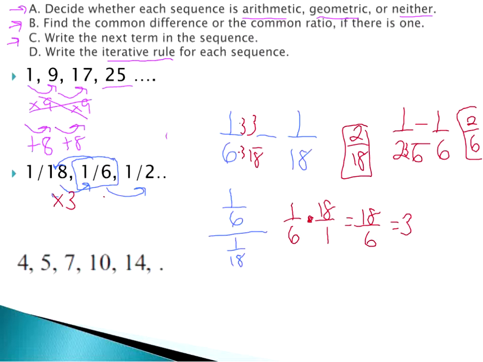Let's try from 1/6 to 1/2. Let's see if they also multiplied by 3. So I'm going to do my 1/2 divided by 1/6, which really means multiply by the reciprocal, and I get 6 over 2, which is 3. Oh, I found one. Thank goodness I found one.